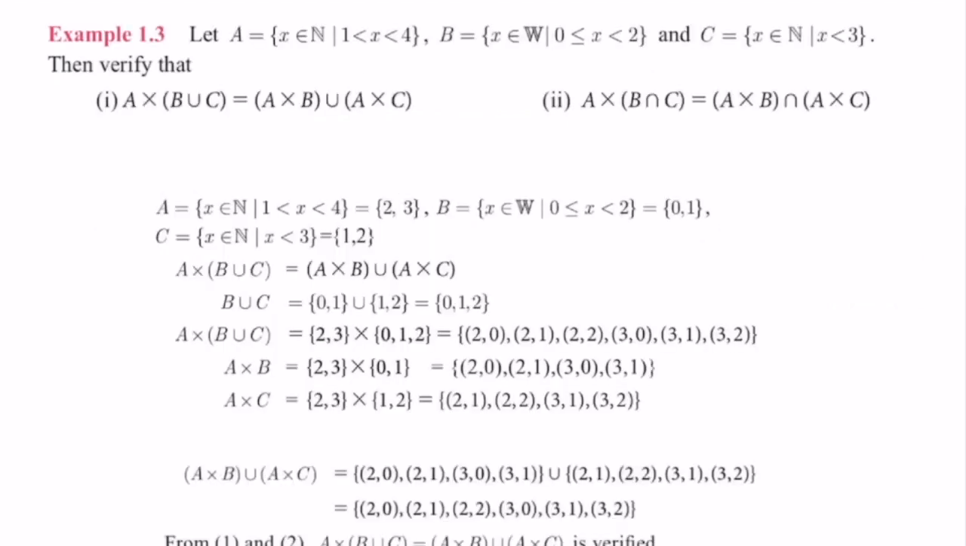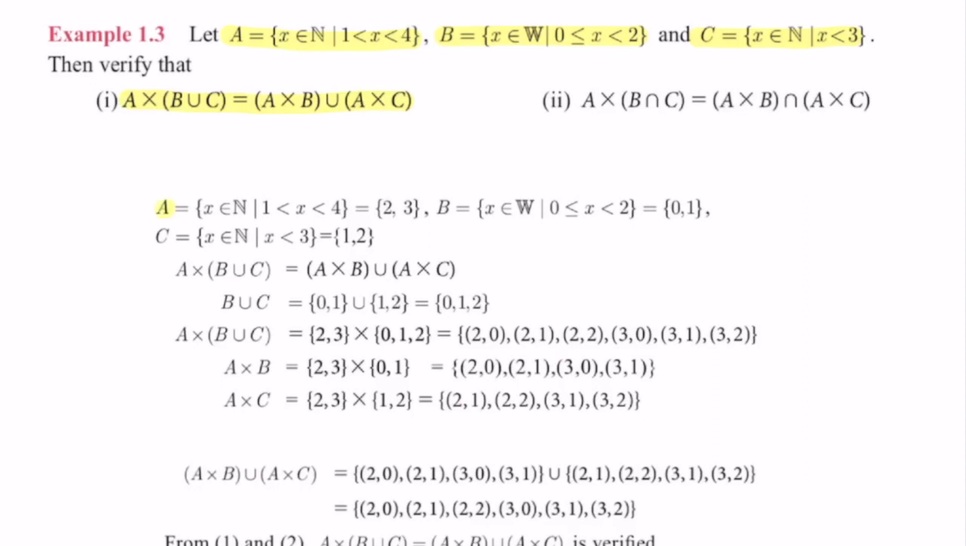Let us solve example 1.3. It is given A is equal to the set of x belonging to N where 1 is less than x less than 4. B is equal to the set of x where x belongs to W and 0 is less than or equal to x less than 2. And C is equal to the set of x belonging to N such that x is less than 3. We have to verify that A cross (B union C) is equal to (A cross B) union (A cross C). Now, let us go and tabulate the elements of these sets.